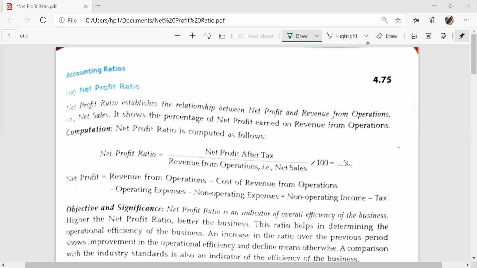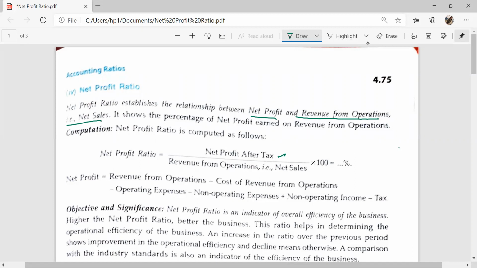Today we learn how to calculate the net profit ratio. Net profit ratio establishes the relationship between net profit and revenue from operations, that is net sales, and it is calculated as follows: net profit after tax divided by revenue from operations into 100.